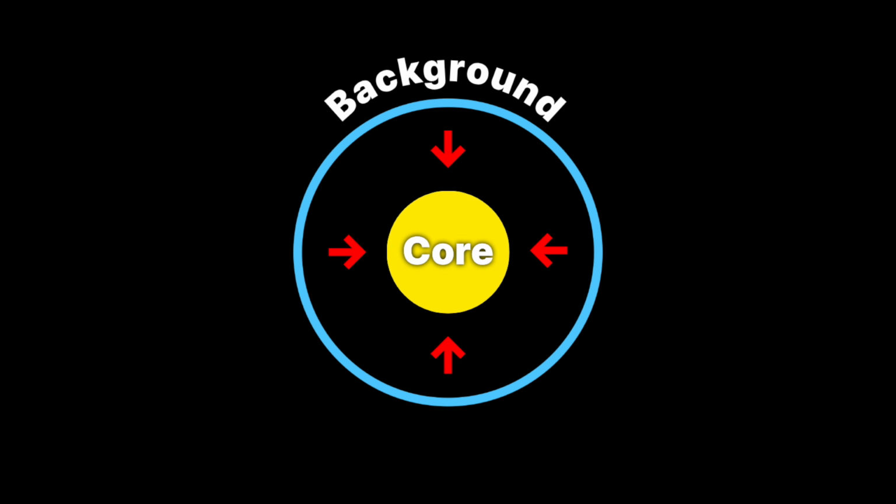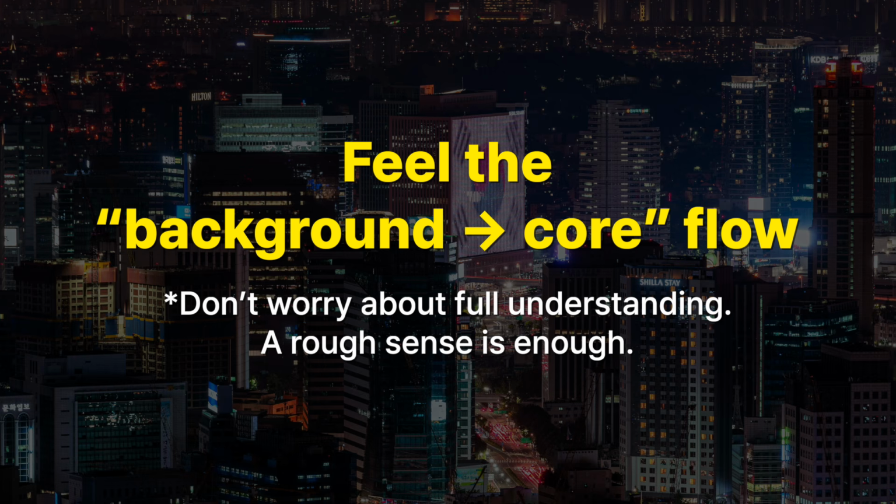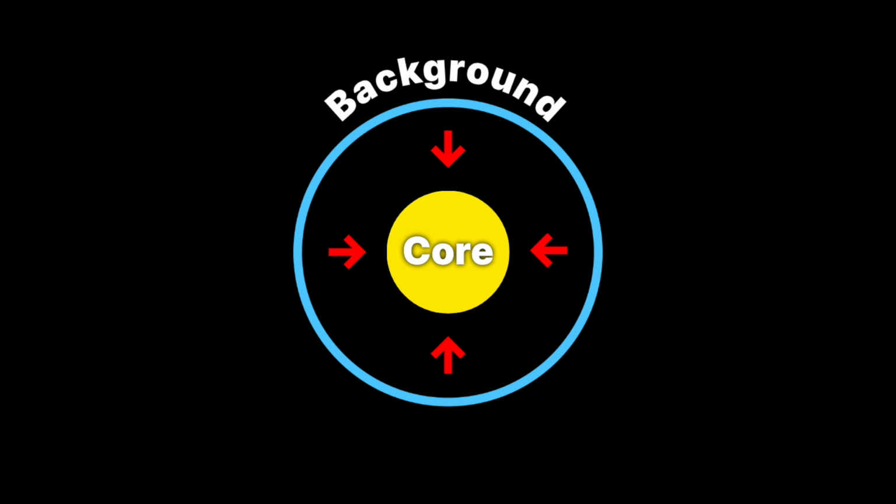If you want to read Korean fluently without stopping, you need to train your brain to sketch the background information first and then put the core information at the end. And to help you really get the feel of this, let's try a few practice examples together. Here, focus on feeling the background to core flow clearly.